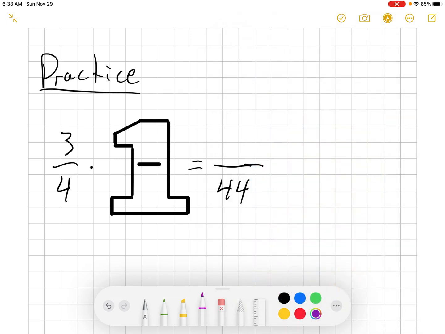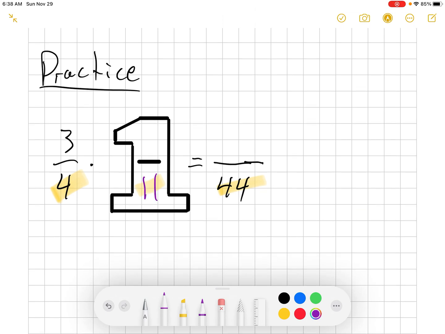All right, hopefully you had a chance to try this yourself. We're looking at this and saying 4 times what number equals 44, right? Here we go. 4 times 11, right? 4 times 11 is 44. So that means that in order for this to be a giant 1, this has to be 11 then. So 3 times 11 is 33.